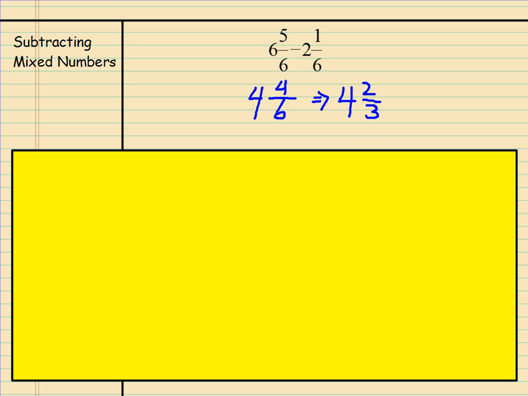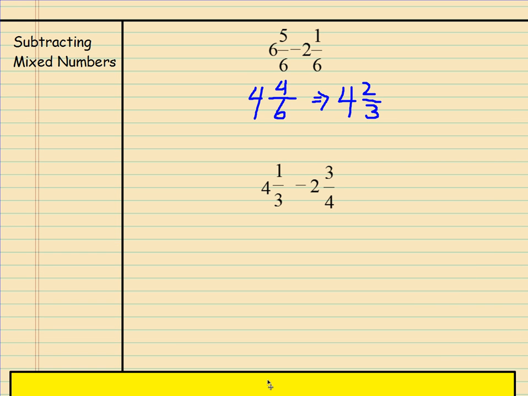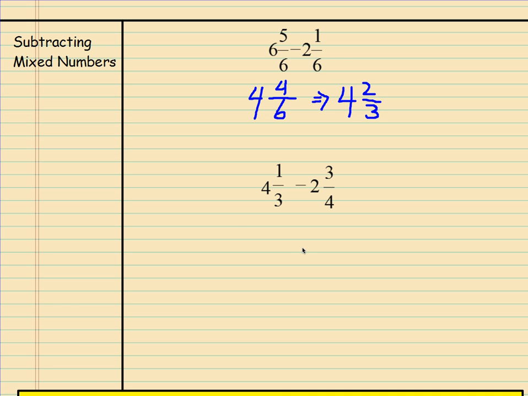Ta-da! Simple. However, there are some subtraction problems where you can't do that. And this is where it gets a little bit complicated, and I'll show you why we can't do that. We can do 4 minus 2, the whole numbers. That's 2, that's just fine. But when we look at 1/3 and we look at the 3/4, how can 1/3 take away 3/4? We can't.